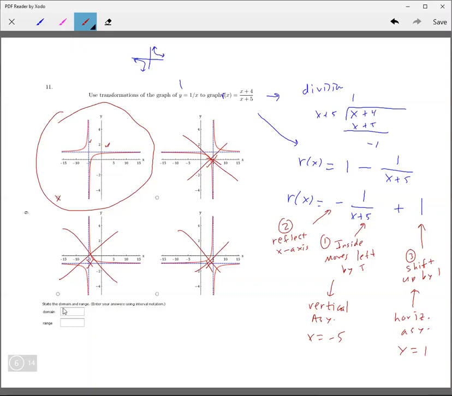And the domain is everything except the vertical asymptote. So negative infinity to -5, union -5 to infinity. And the range, you have to exclude the 1, because this can never be 1. In order for this to be 1, this would have to be 0, but it never is.